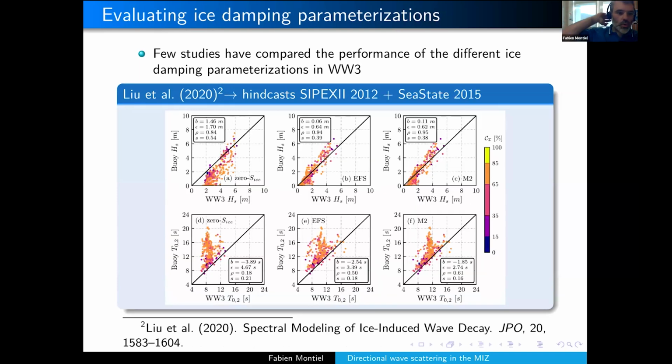And then there is this 2020 study by Liu et al., where they looked actually at 2, so they did a hindcast of 2 wave buoy deployments. So the same one as before, SIPEX2, but also the Seastate 2015 wave buoy deployment in the Arctic. And here I'm just showing results from their paper, looking this time, so that's a scatter plot of significant wave height at the top and mean wave period at the bottom here.